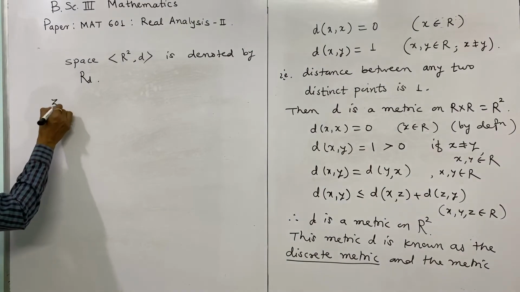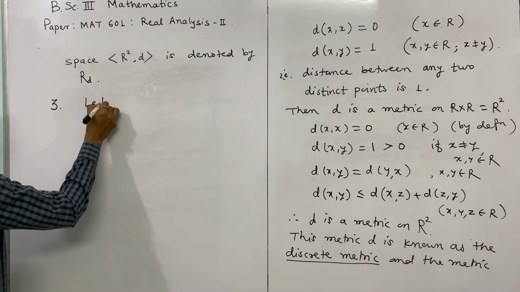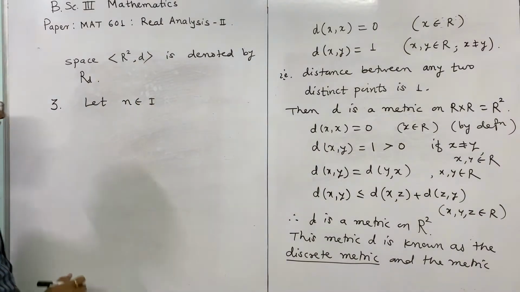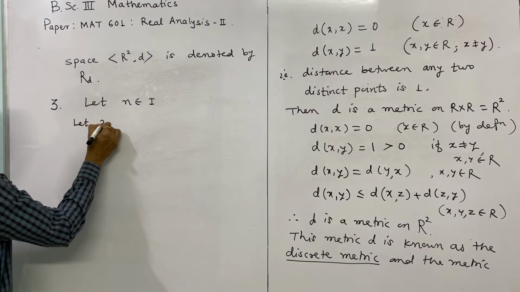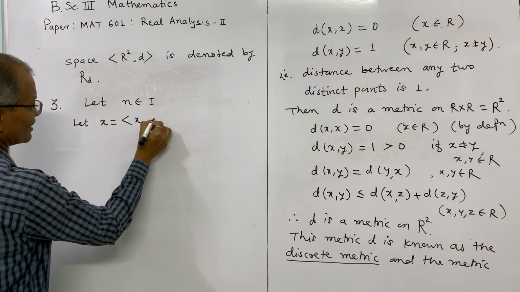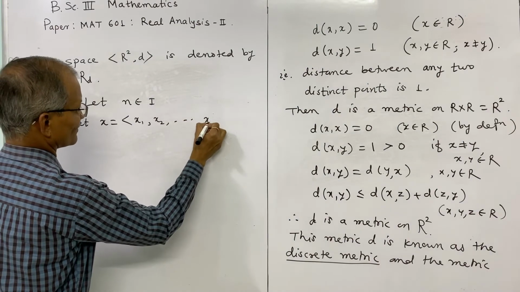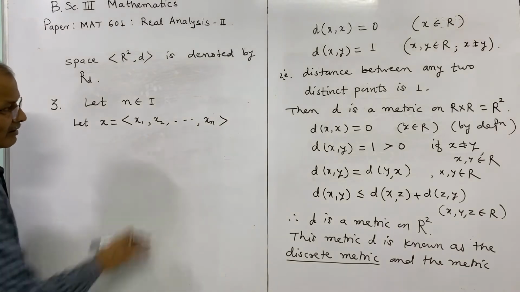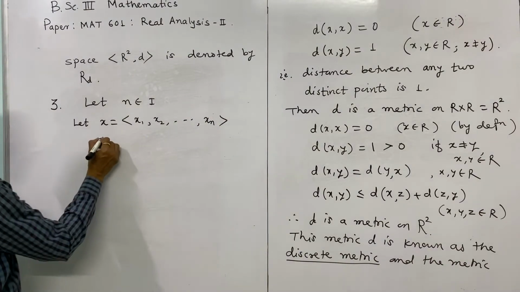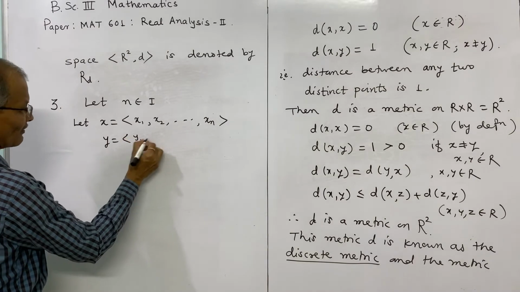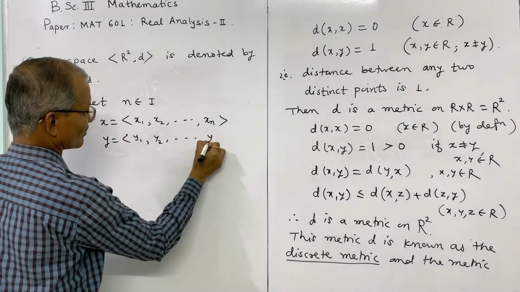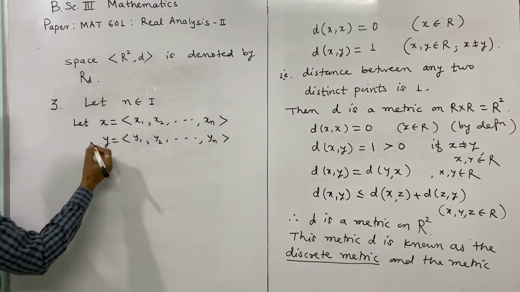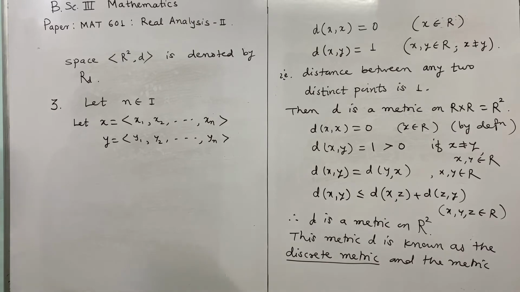Third example we will consider: let n be a positive integer, a fixed positive integer, and let x is equal to x1, x2, up to xn, an n-tuple, a pair of n components. y is y1, y2 and so on up to yn. Now this will belong to the set Rn.